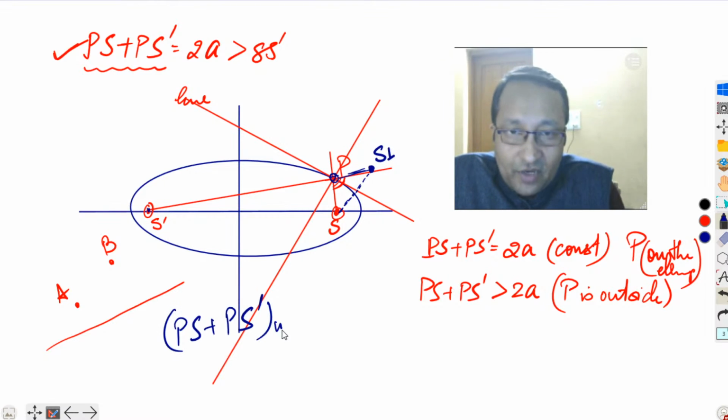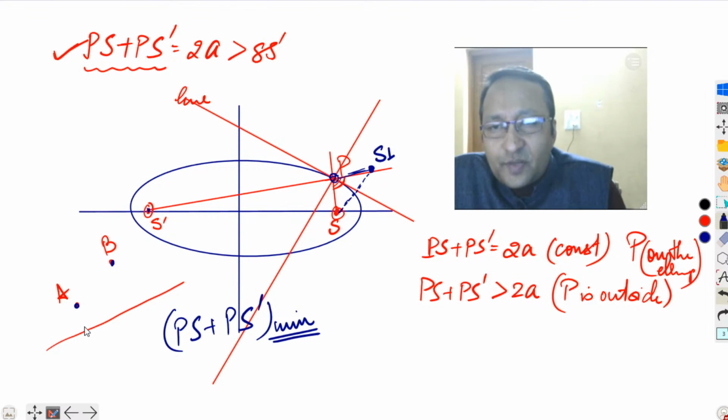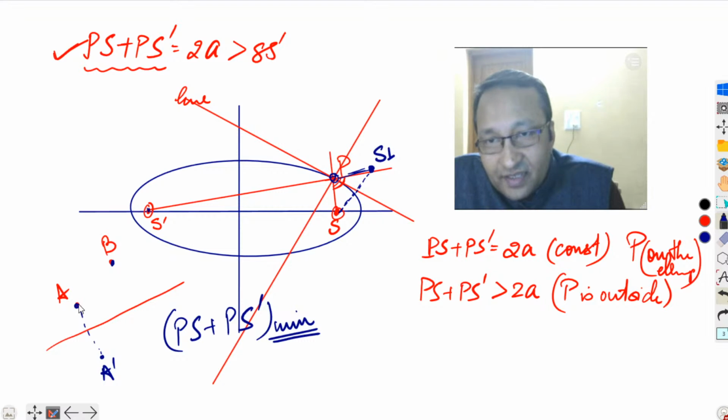The same geometrical proposition we did a minute back, that if A and B are two distinct points on the same side of a line, then A dash is the image of A, and I join A dash with B, I get a point.